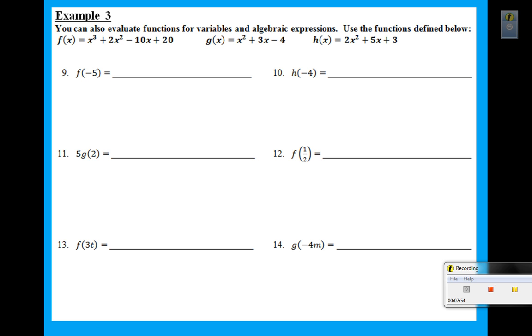Look at your number 9 through 14, and let me show you what we got going on here. Kind of tough here in a way. There's 3 functions that we're working with today. Now, we've done some of this earlier in the year. Here's the function of f. Here's the function of g. Here's the function of h. 3 different functions. You have to decide which one we're working with.